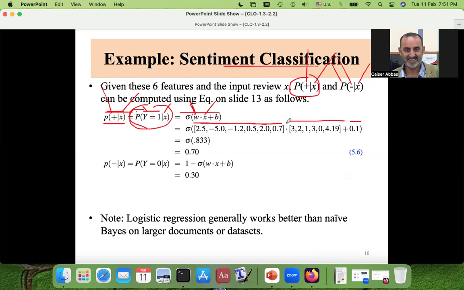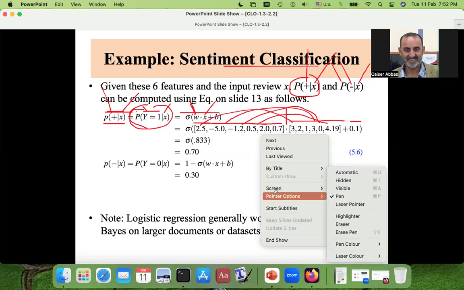Okay, this is the dot product. How can we do the dot product in mathematics? Multiply the first with the first, second with the second, third with the third, fourth with the fourth, and so on.